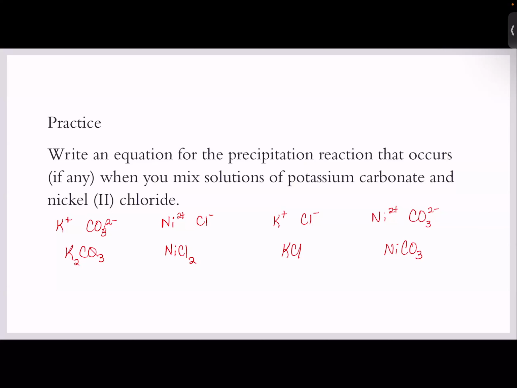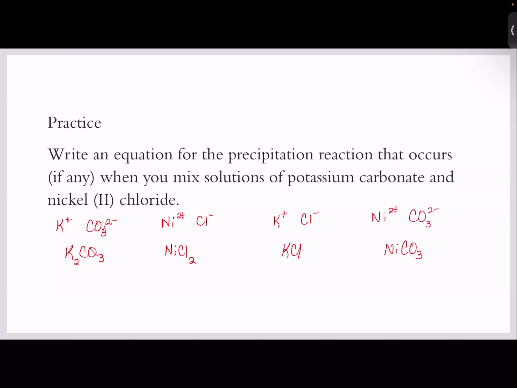Note, folks, one thing I want you to note is I did not simply pick up the formula from here and drop it over here. You can't do that. You have to go back to its ions. You have to go back to the ions and figure out what the formula would be based off of the ions.